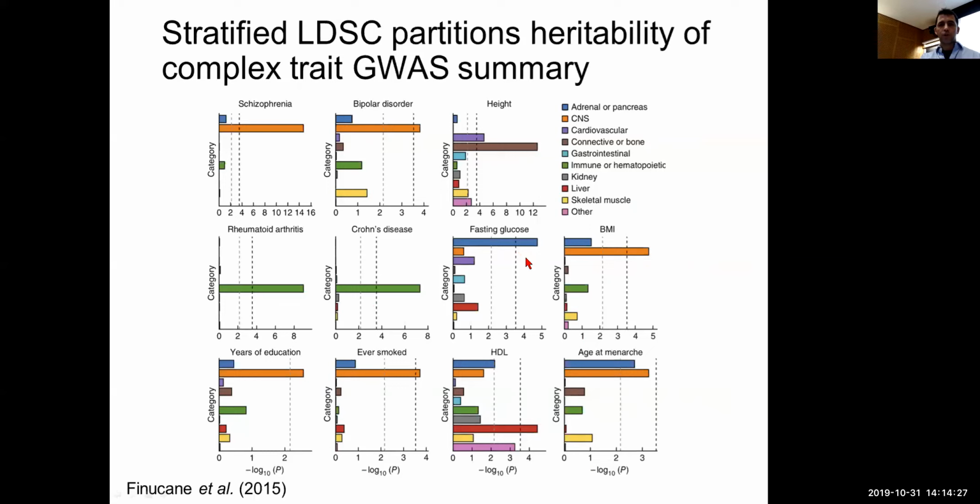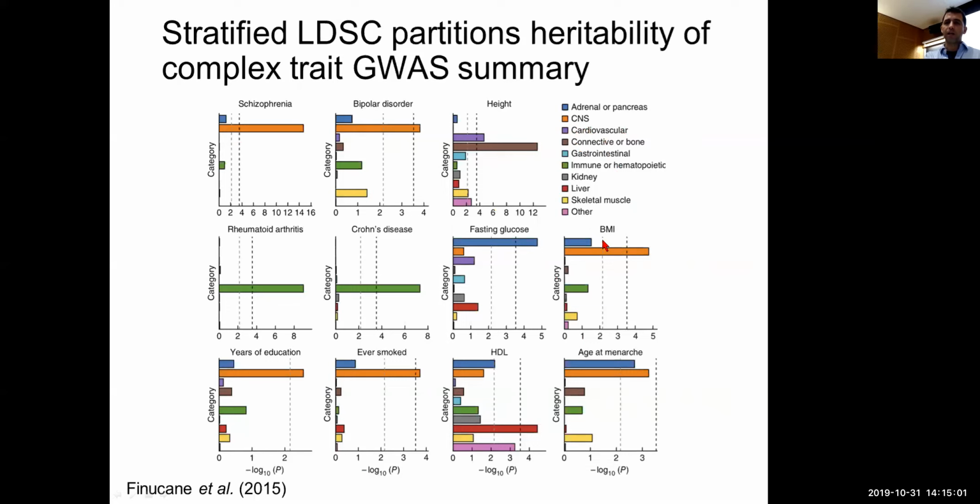And this is what you get when you do that. If you basically take genetic associations with schizophrenia and you ask, what is my LD score regression stratified by different types of epigenomic annotations, straight from the Roadmap Epigenomics Project, for example, that we saw in the epigenomics lecture, then you basically find that this LD score regression is highest for genetic variants that fall in central nervous system. If you look at height, you basically find connective tissue and bone, as well as cardiovascular.